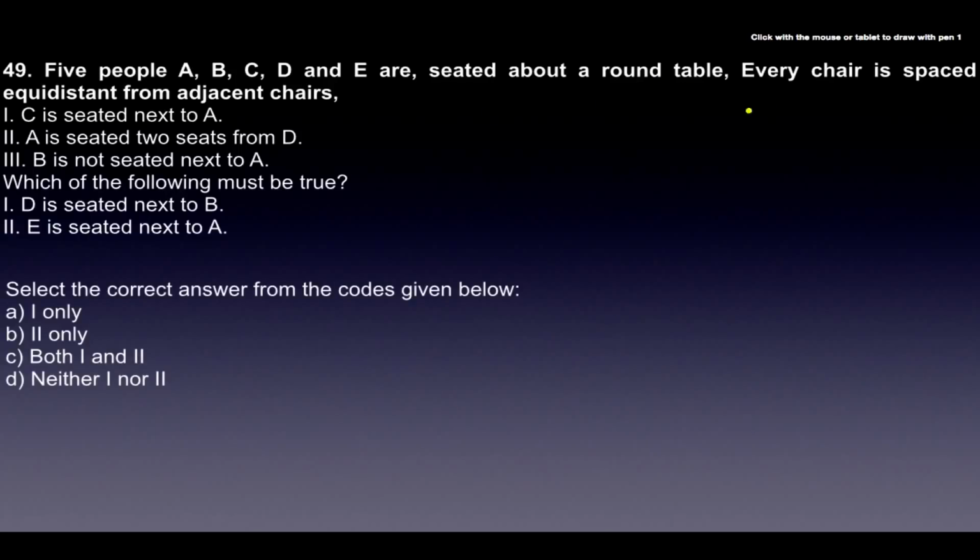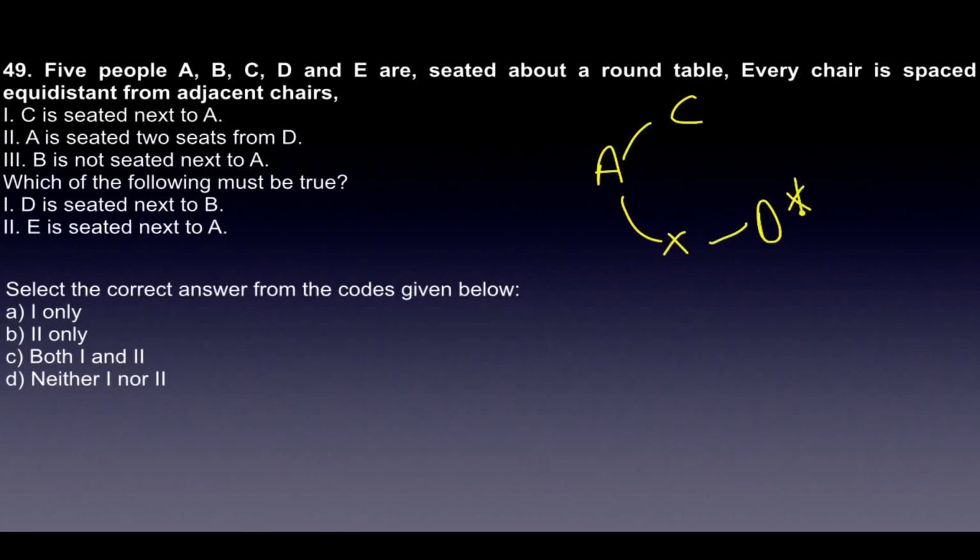5 people are seated around a round table. So it's very simple. C is seated next to A. So let's say C is there. So next to C is A. B is not seated next to A, and A is seated 2 seats from D. So you leave this seat. Then here is either D, which is star marked because it is not a fixed position, or D can be here, which is again star marked.